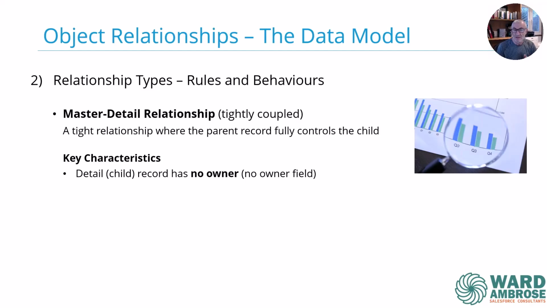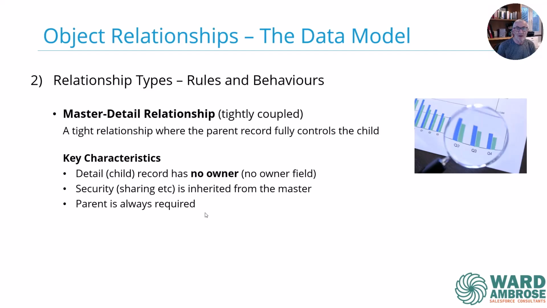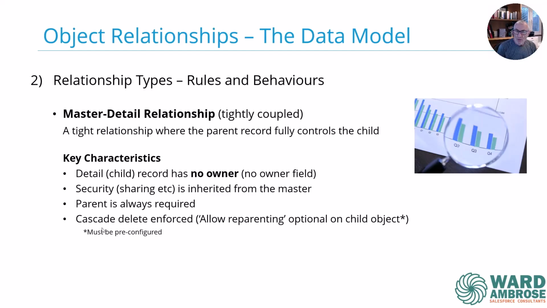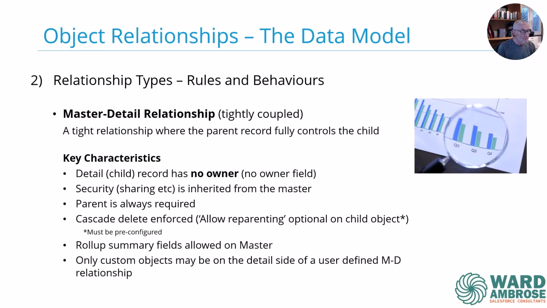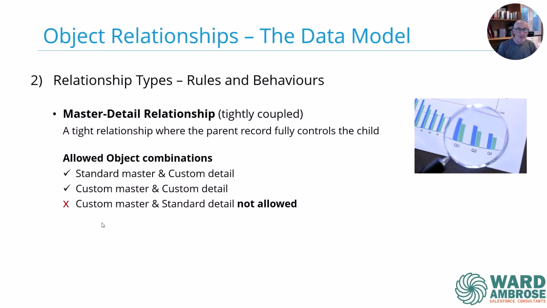Security, in terms of sharing, is inherited from the master. The parent is always required. Cascade delete is enforced. Parent record deleted, any associated child records on the detail side are also taken away. We are allowed roll-up summary fields on the master. Now, we're going to talk about what a roll-up summary field actually is later. Only custom objects can be on the detail side of a user-defined master detail relationship. A custom master and standard detail is not allowed.